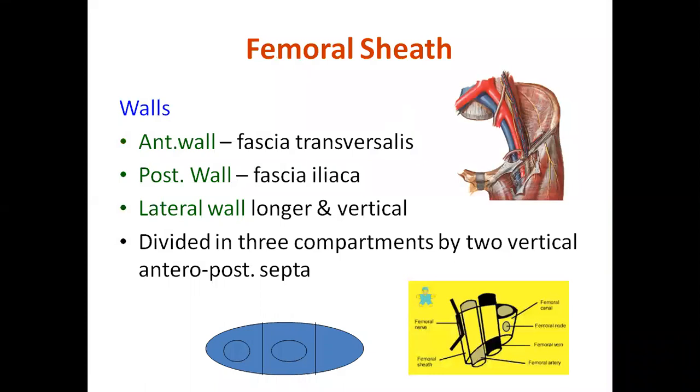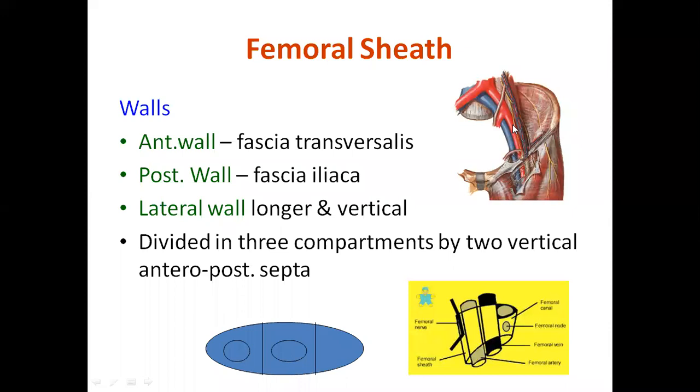So there are different walls of the femoral sheath. The anterior wall is made of fascia transversalis. Fascia transversalis is a fascia that is seen deep to transversus abdominis. Transversus abdominis is a muscle which is seen on the anterior abdominal wall. So the anterior abdominal wall is made of the transversus abdominis muscle. Deep to that there is a fascia.